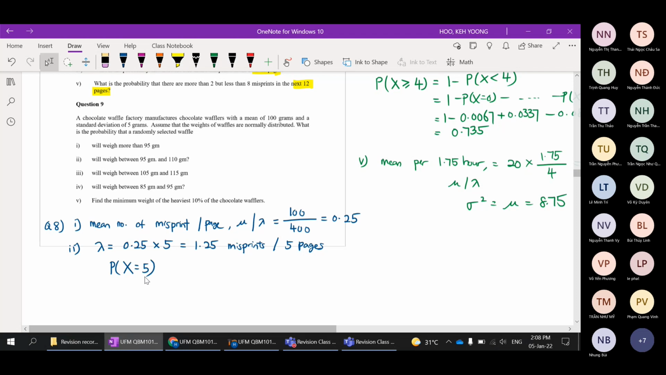If you look at the statistical table, I don't think you will have 1.25. So what to do is you have to use the formula to calculate the probability of x equals 5: e to the negative lambda times lambda to the power x, divided by x factorial. Your answer should be 0.0073.